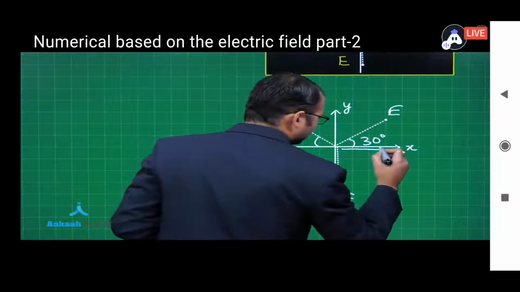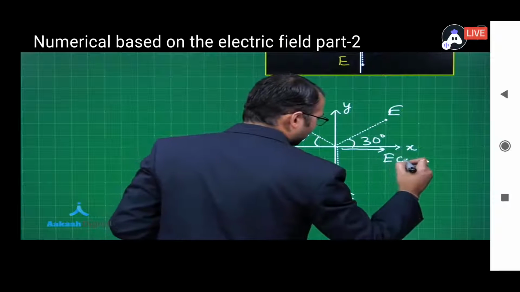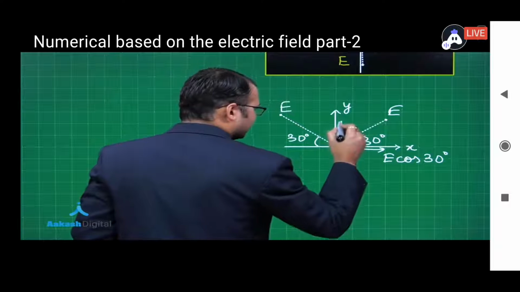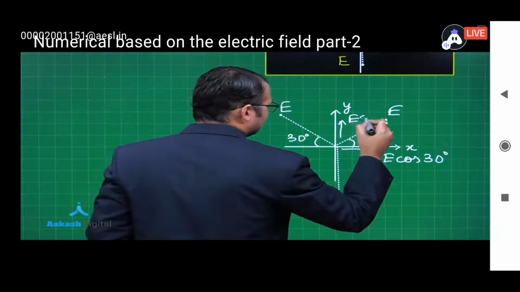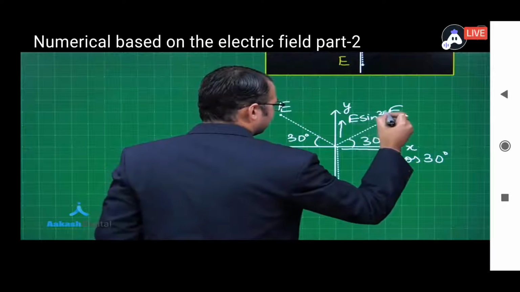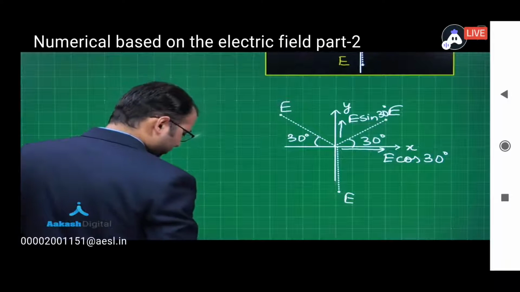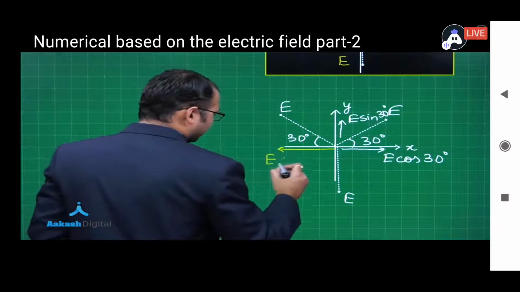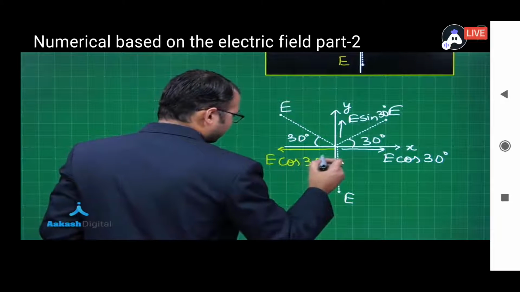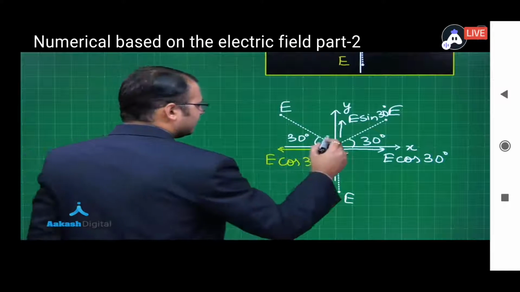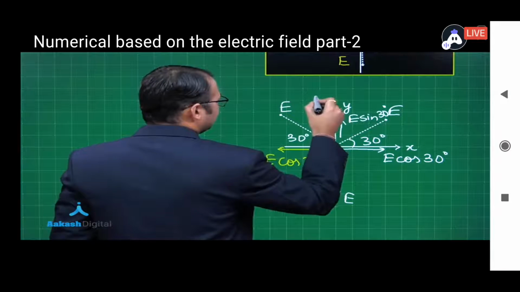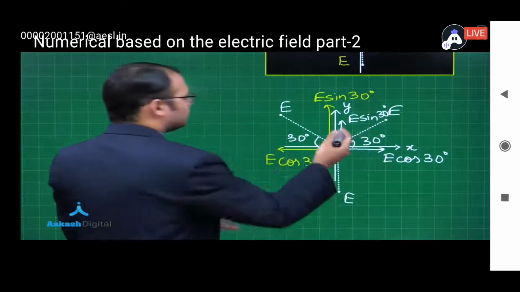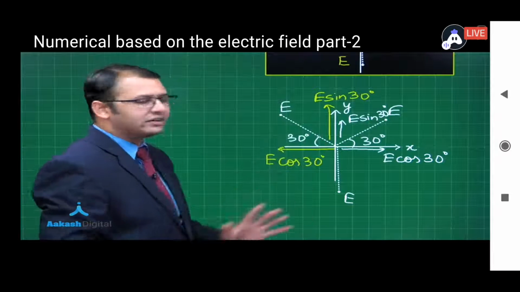Now let's resolve this one. It will be along this direction, that is E cos of 30 degree, and in the upward direction it would be E sin 30, right? Similarly, if you talk about this one, it would be along this direction. This is E cos of 30. I am using a different pen because here it will be clumsy, and upwards would be E sin of 30. This has moved a bit upward, but it's straight, right?